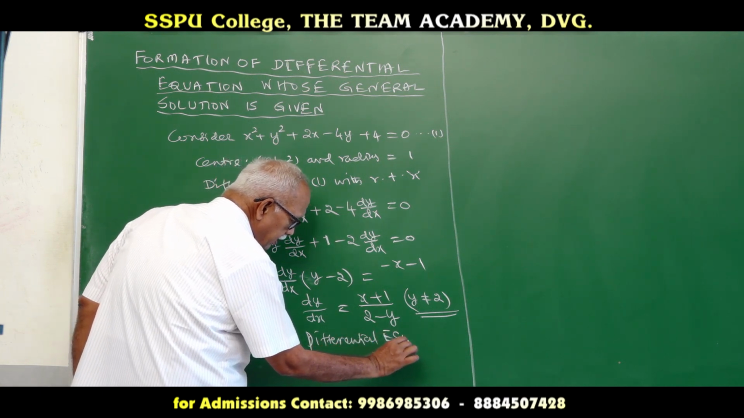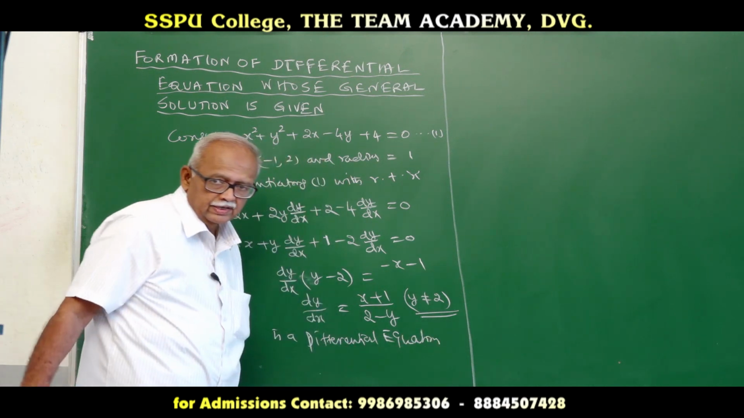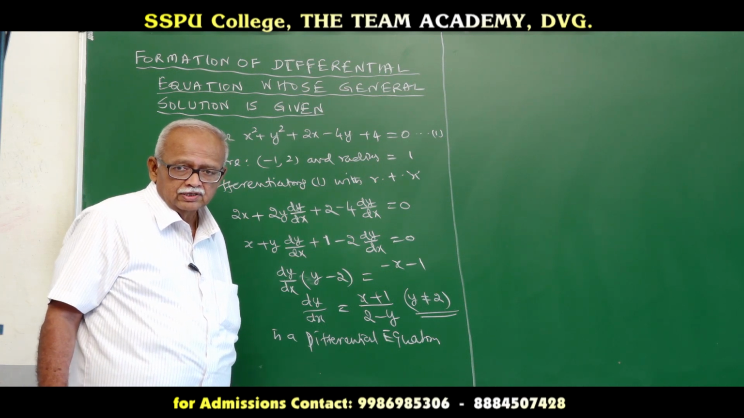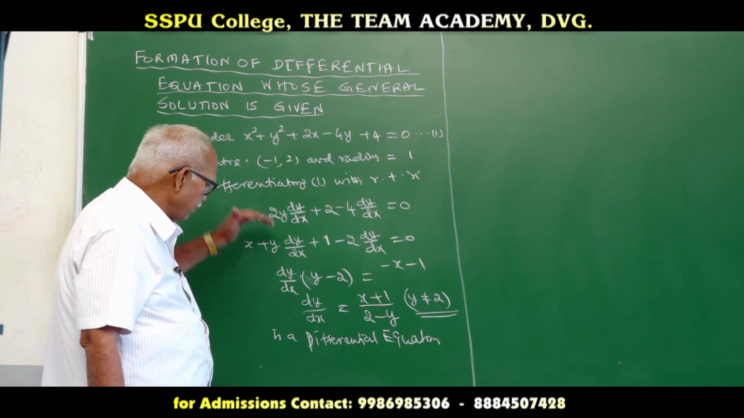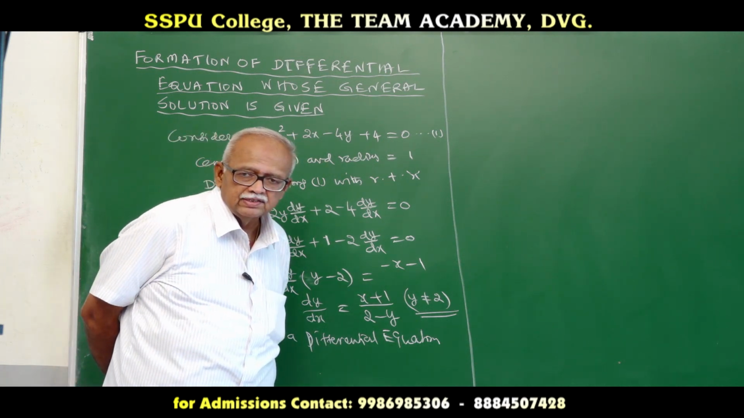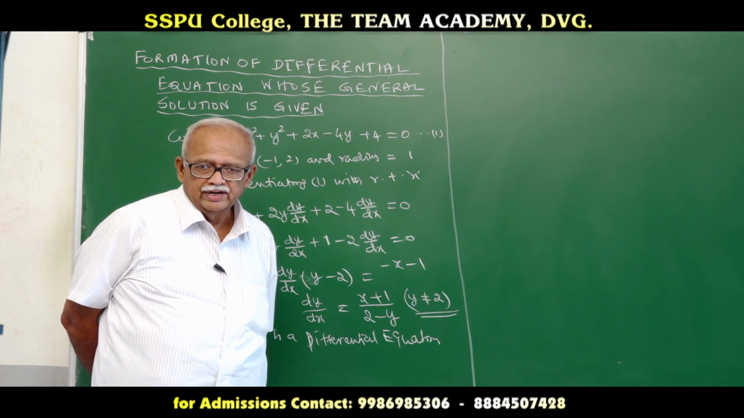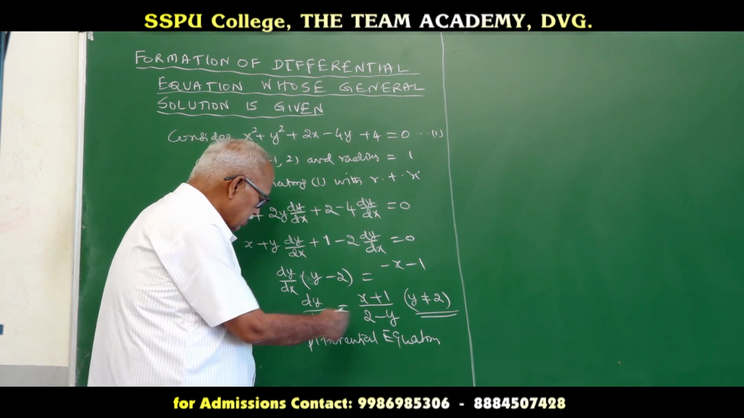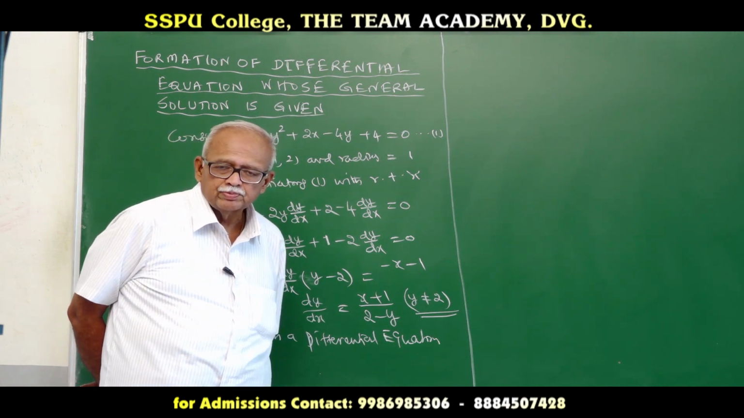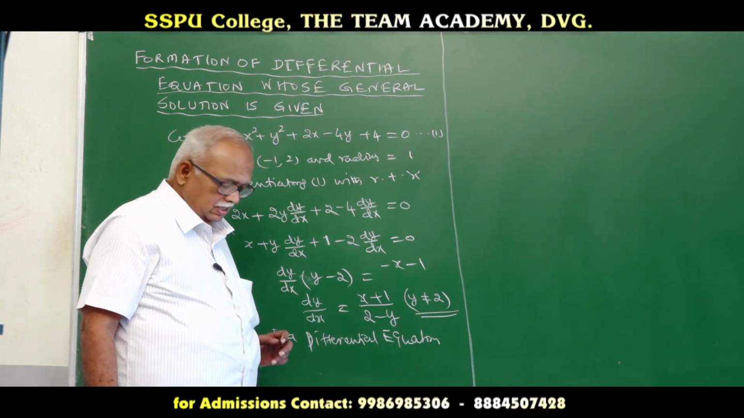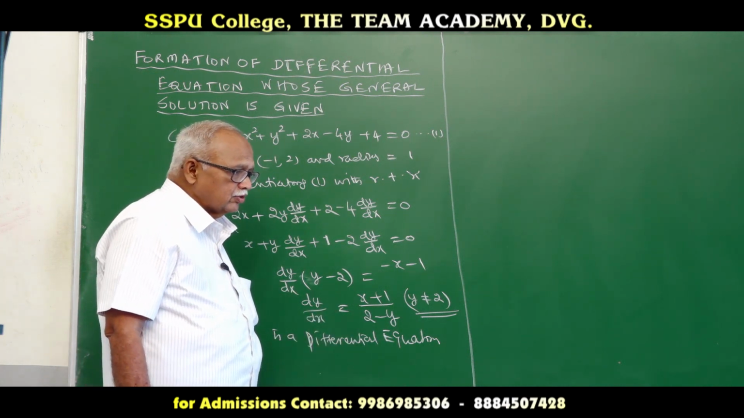So, what we have done in this example is we have taken a solution of a differential equation and then formed the differential equation by differentiating. Forming is nothing but differentiating the given function and then eliminating all the constants, the parameters. So, this is a differential equation. Let us see some more examples for this.